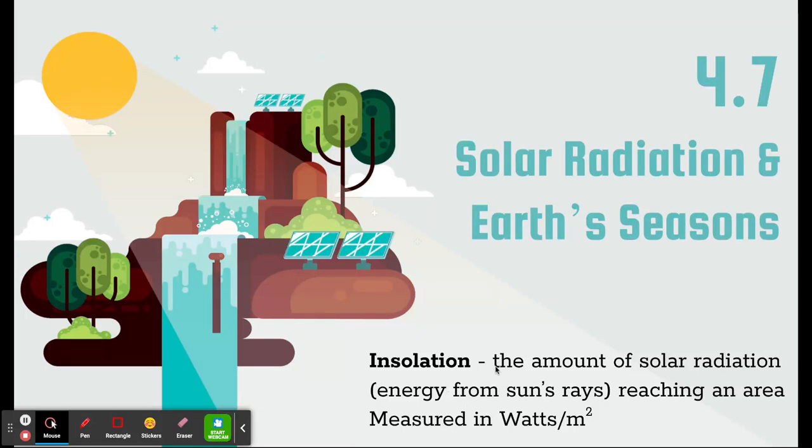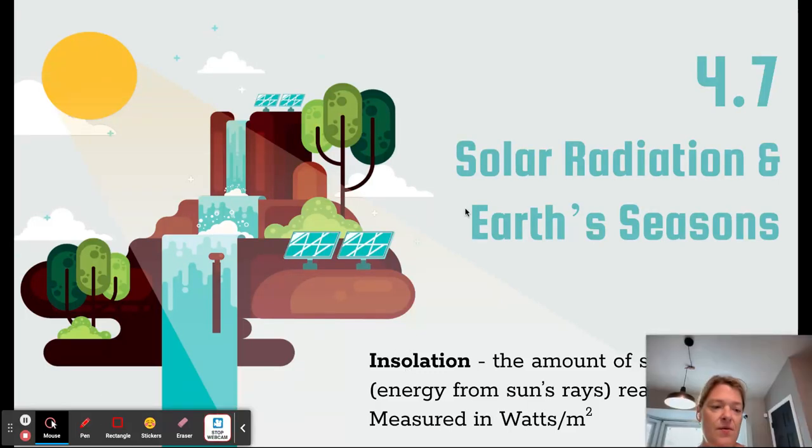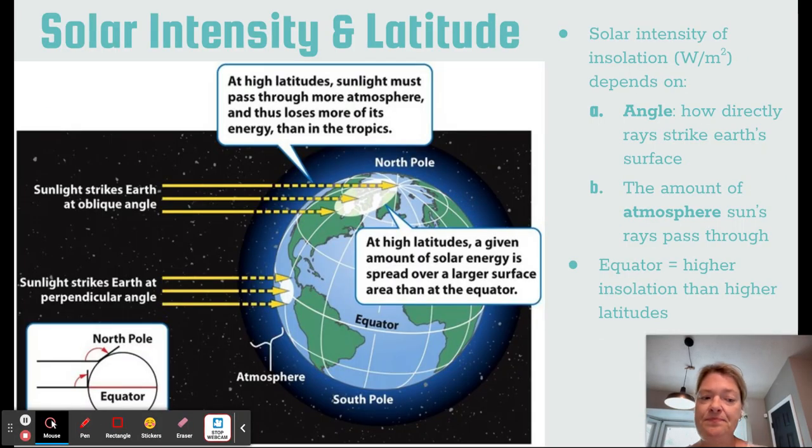And so the solar radiation is the energy from the sun's rays. So all of the energy that reaches the Earth's surface in an area, that is what insolation is. Okay. All right. So let's go ahead and get started.